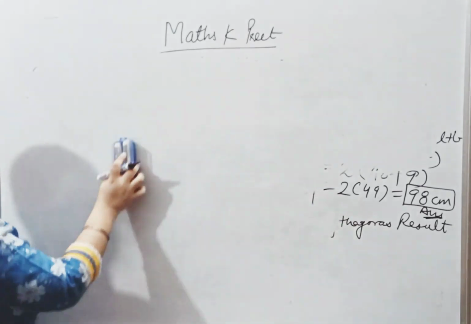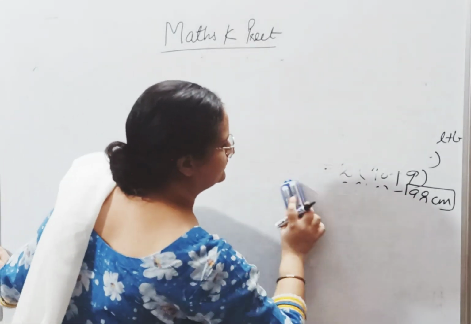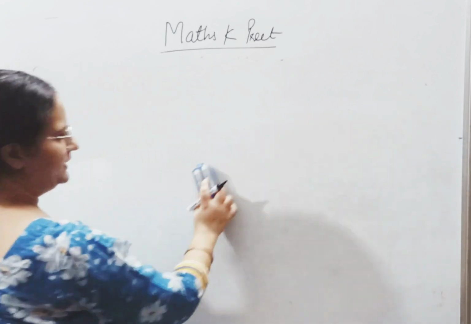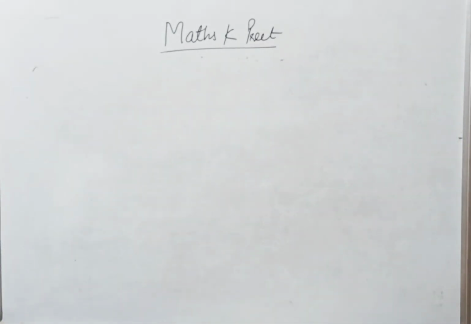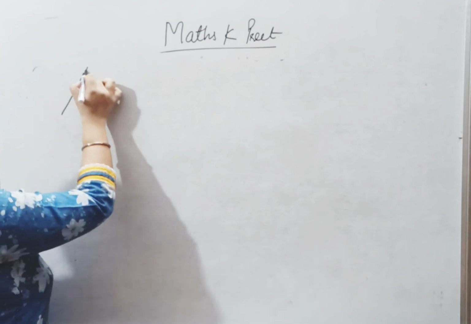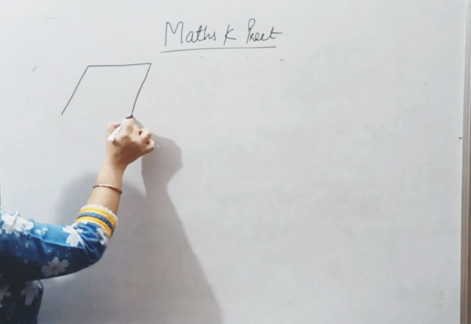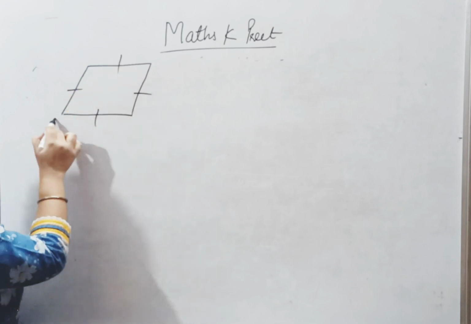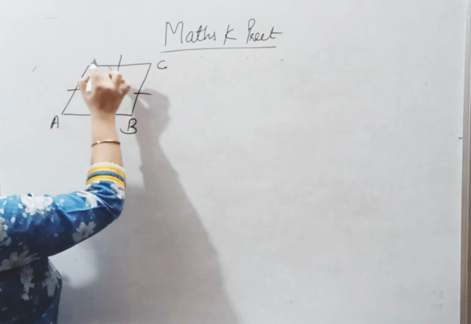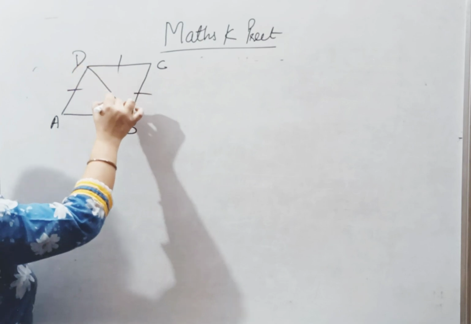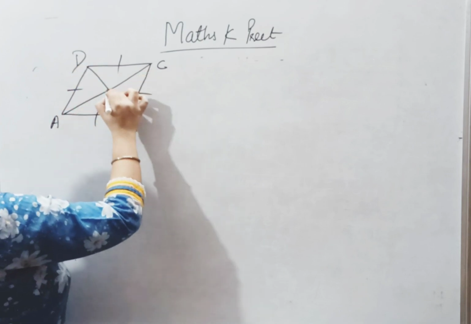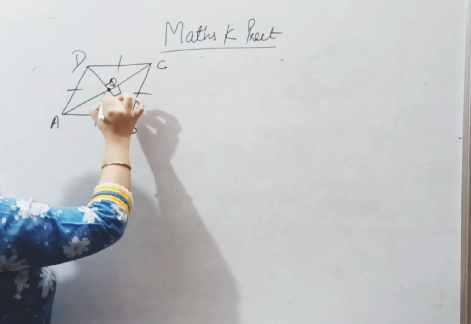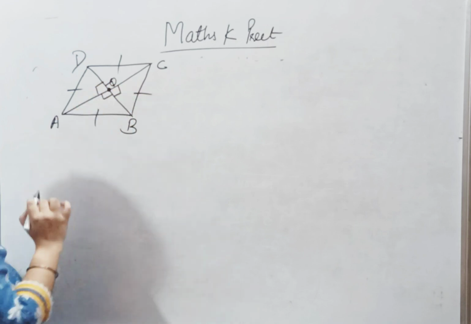Rhombus is a polygon or quadrilateral with all sides equal and pair of parallel sides. So this is the figure for a rhombus. Here all the four sides are equal. Say A, B, C, D, this is a rhombus. Diagonals of a rhombus bisect each other. This is the property, and bisect at 90 degree. So all the angles here are of 90 degrees.